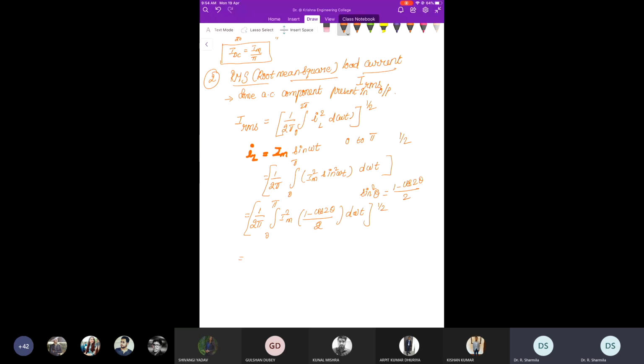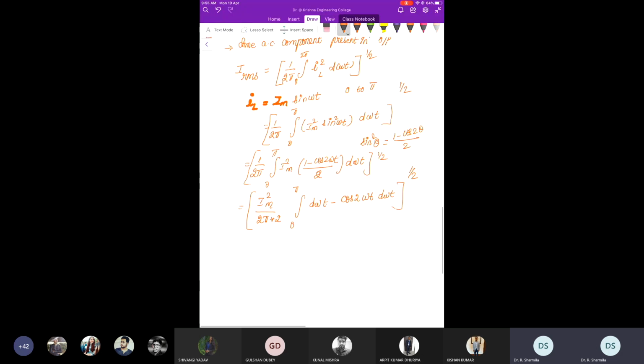From this equation, I know that Im squared is a constant value, so you can take it outside. The 2 also I am taking common, so 2 pi into 2. Then integral of 0 to pi of 1 minus cos 2 theta. Directly I can multiply d omega t inside, so I will get d omega t minus cos 2 theta. Sorry, not theta, here it is omega t, and here also it is omega t, into d omega t, whole power 1 by 2.